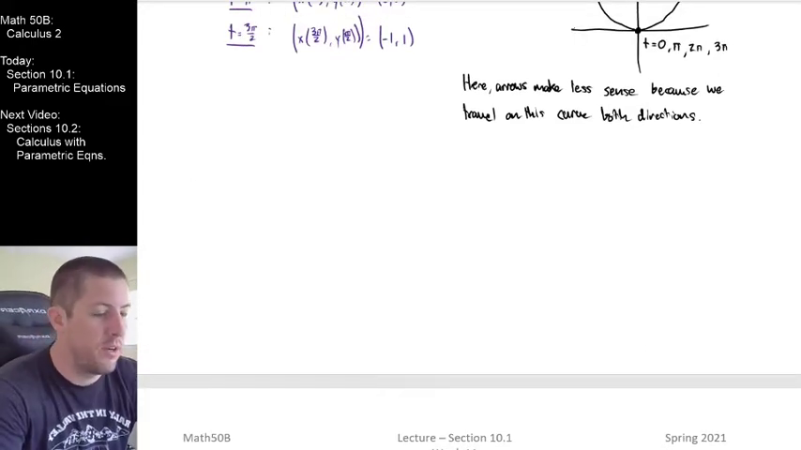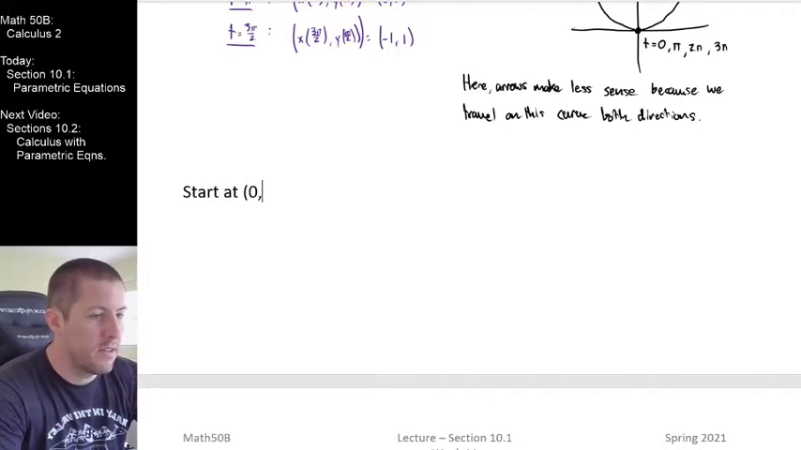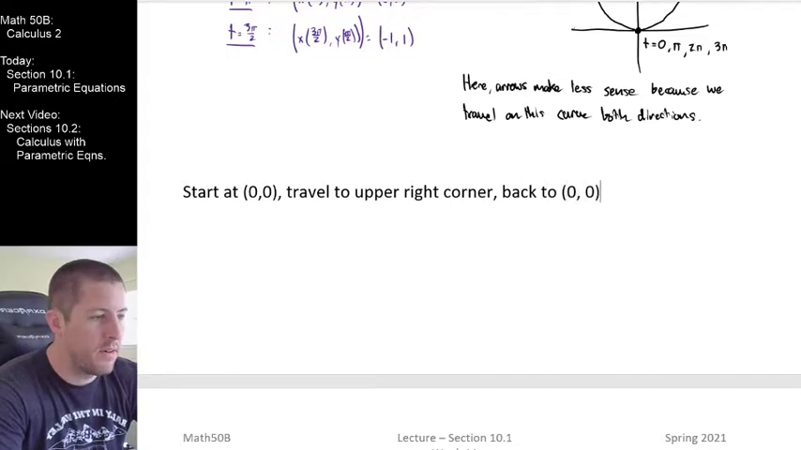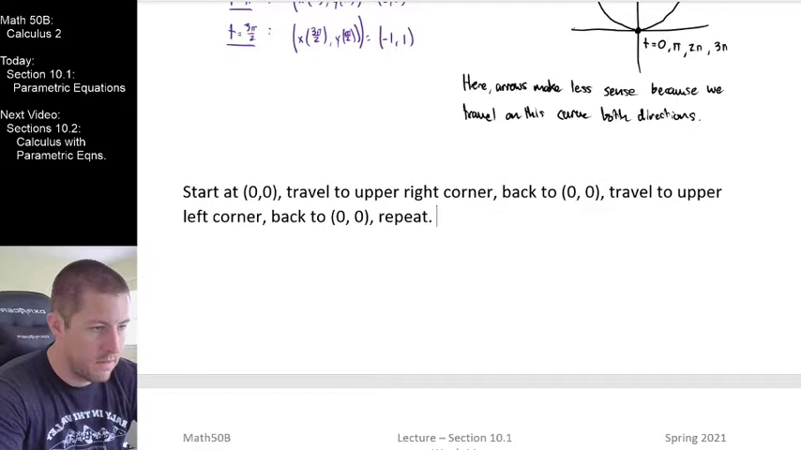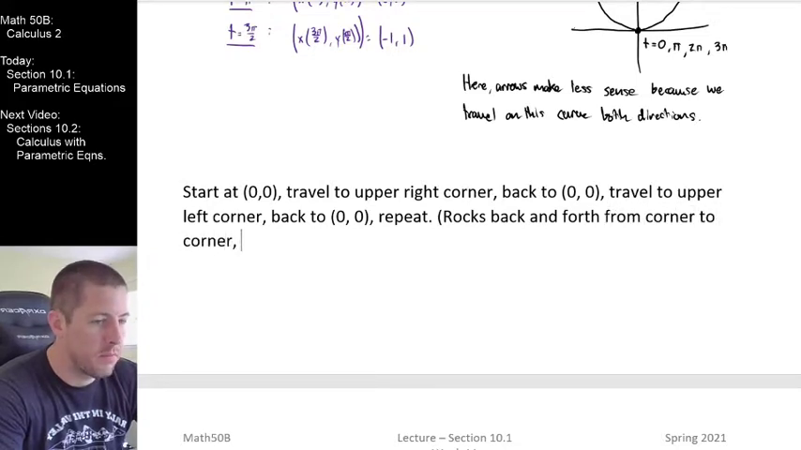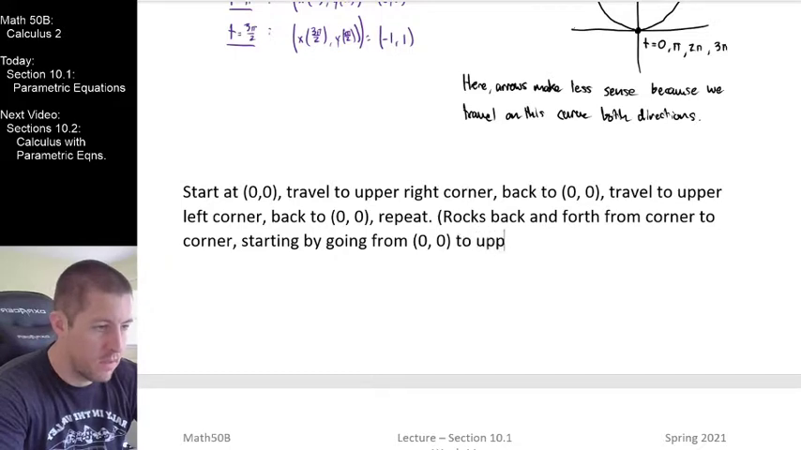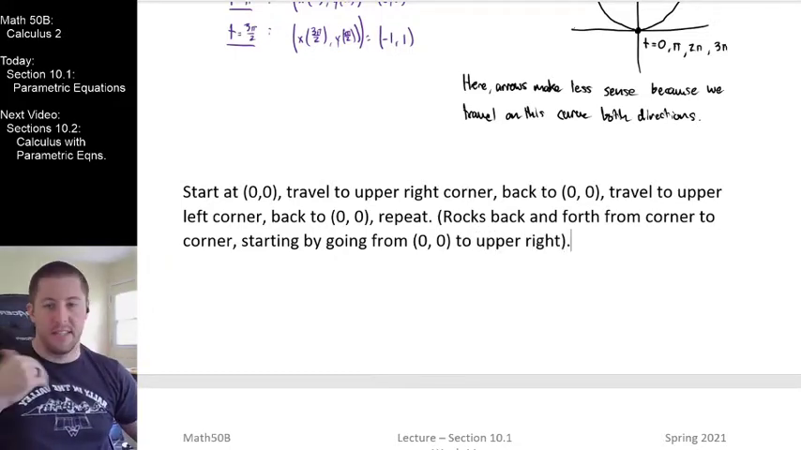So I think that we're going to start at 0, 0, travel to upper right corner, back to 0, 0, travel to upper left. So I think kind of verbalizing, like it rocks back and forth, right?